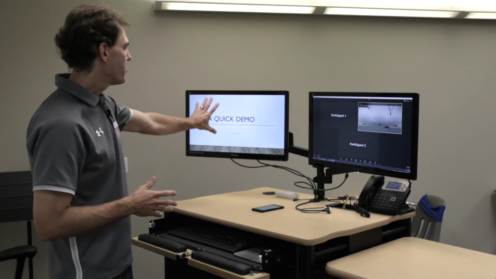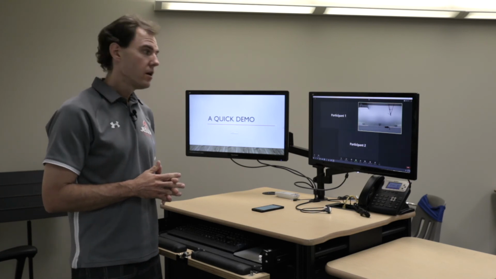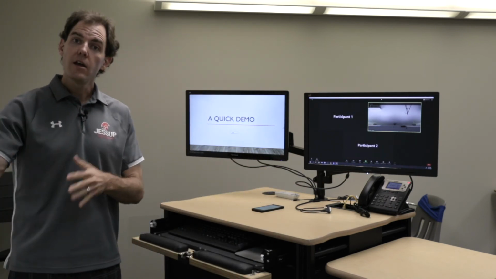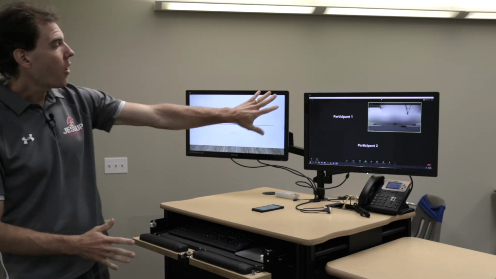So I have my presentation, I have my gallery view with all my participants, and I can even tilt this monitor more towards the projector. And now I can move up to the projector and interact with my presentation while also still having a clear view of all my participants.